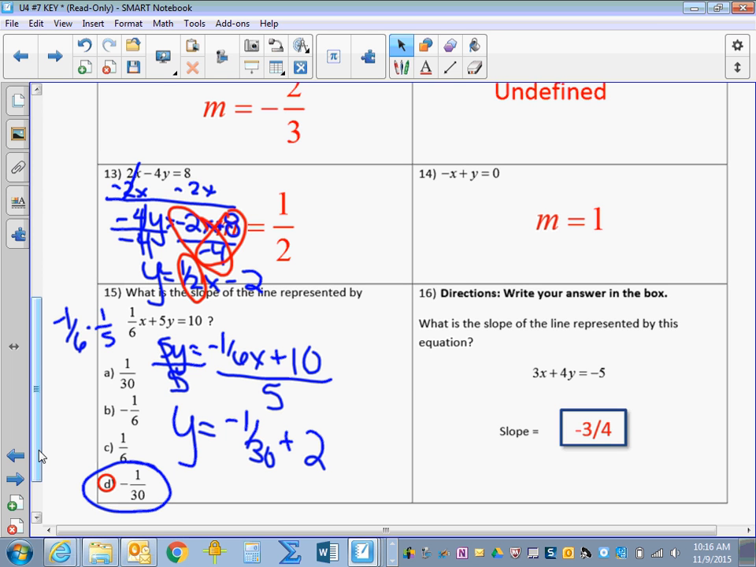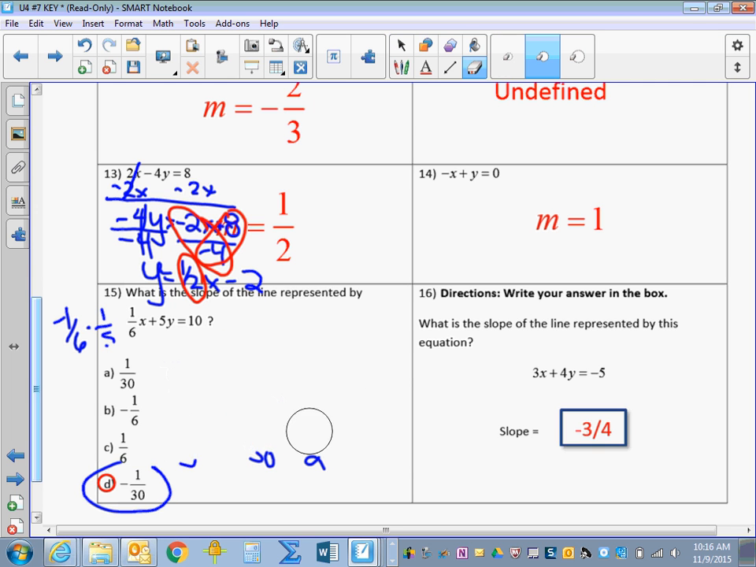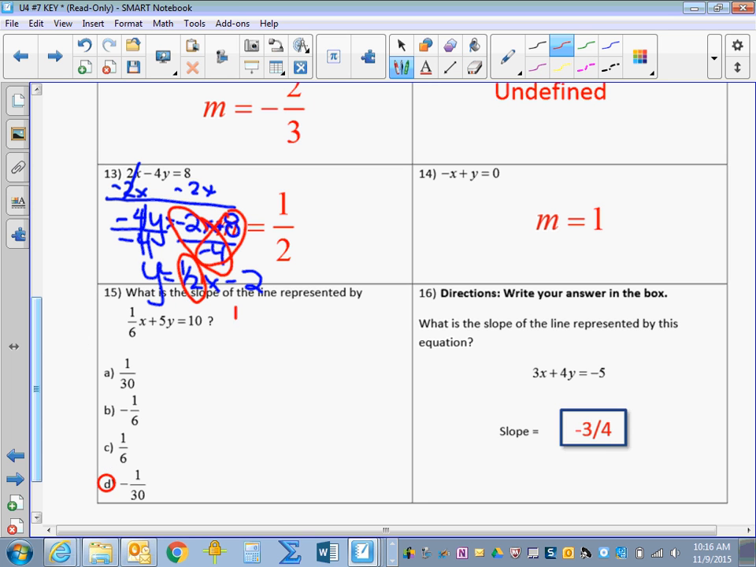Oh wait, 15, you had a different one, didn't you? Did it say 1 half x? What did your equation say? 1 half x plus 3y equals 6. Okay, I'll do that one, sorry. I forgot, for some reason our key was a different one. So 1 half x plus 3y equals 6.